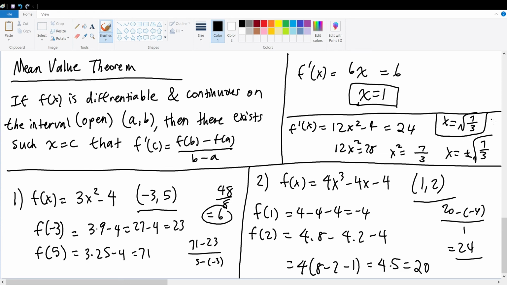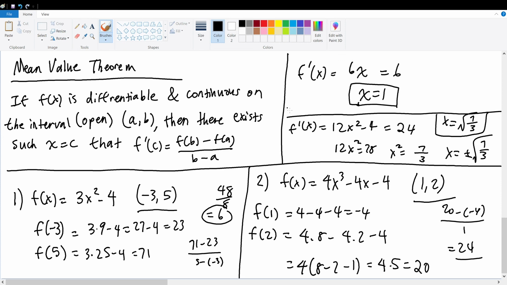But what about negative, the square root of 7 over 3? Well, since the interval 1, 2 does not include negative numbers, we can be safe to say that negative square root of 7 over 3 will be an extraneous solution. Hence, the solution to number 2 will be the square root of 7 over 3, not plus minus square root of 7 over 3. We must check whether the solution fits the interval, and that is something that you must always do when you apply mean value theorem.